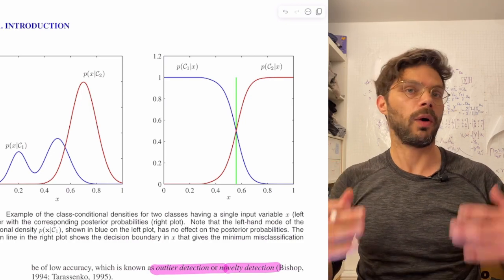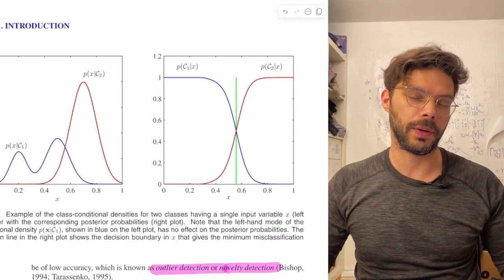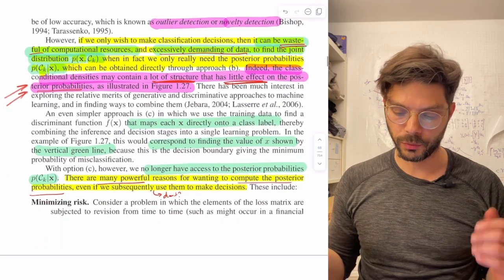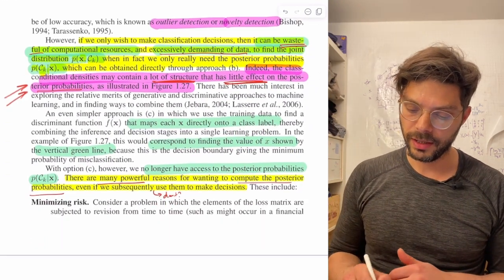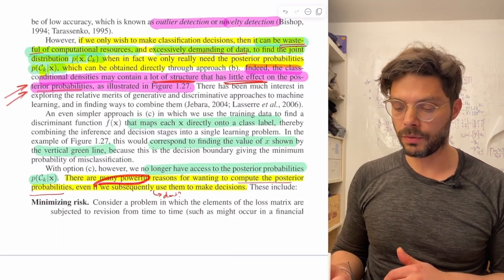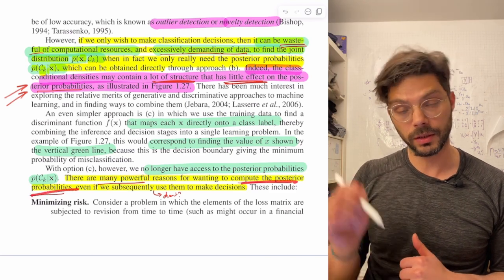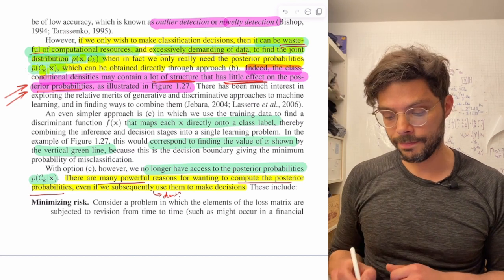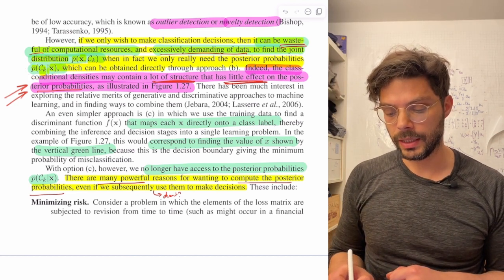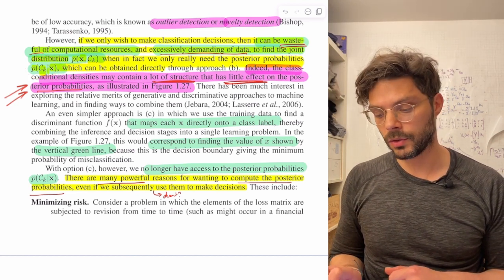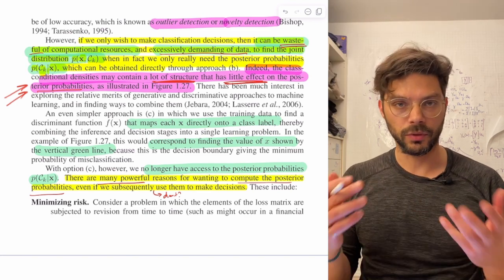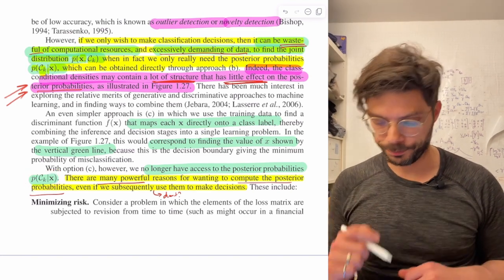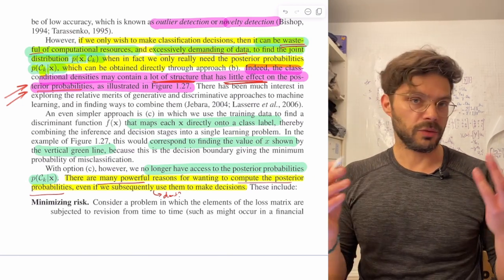So the question is why that might not be the best thing to do. And that's what he's going to talk about. He's going to say there are many powerful reasons for wanting to compute the posterior probabilities on the class, so he means these, even if we subsequently, I think he means, don't use them to make decisions. So you might want to compute these no matter what. And we're just going to go through them.